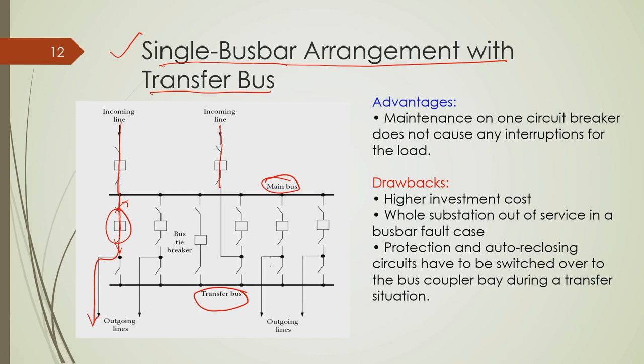Similarly, this is one outgoing feeder, this is also an outgoing feeder, and they get energized through their corresponding circuit breaker like this. So, this feeder is getting energized through this circuit breaker, this feeder through this circuit breaker, and so on. Okay. So, under normal conditions, that is how these feeders are energized. Now, there is another bus which is, as I said, this transfer bus. Now, what is the role of this transfer bus?